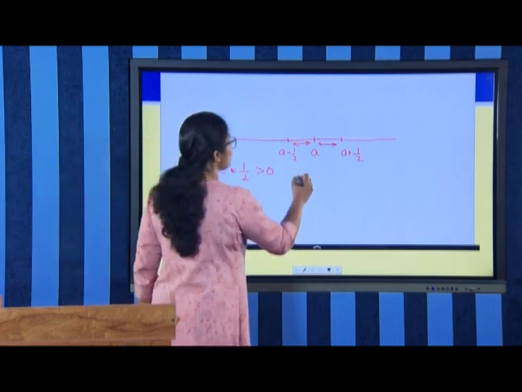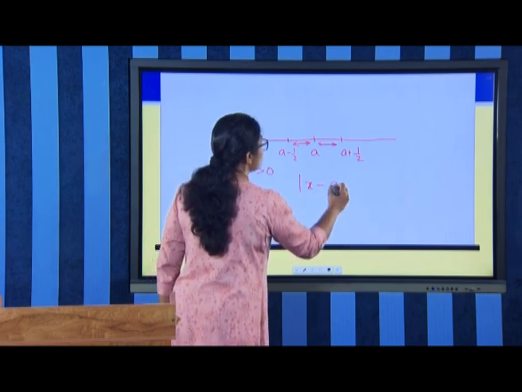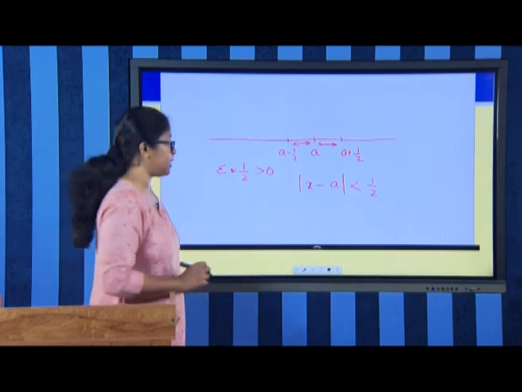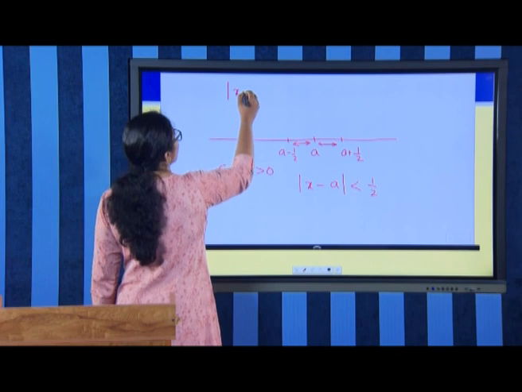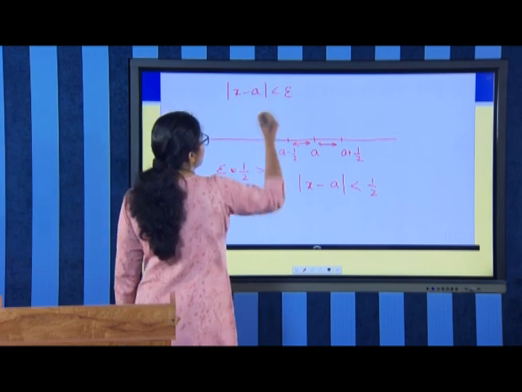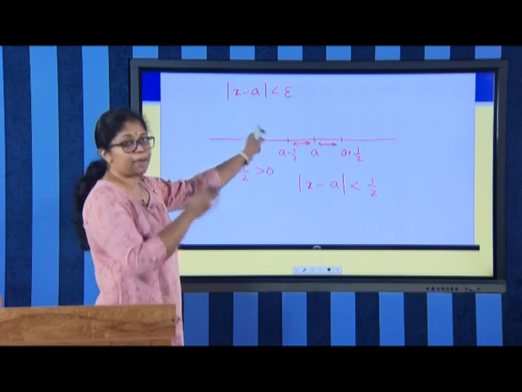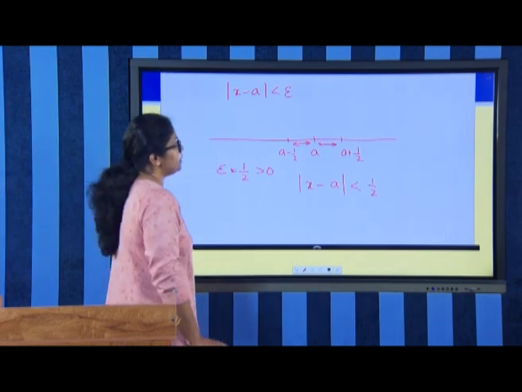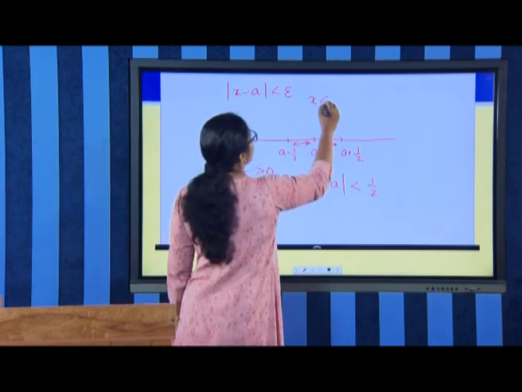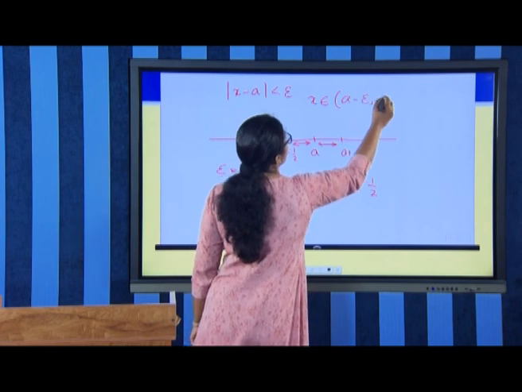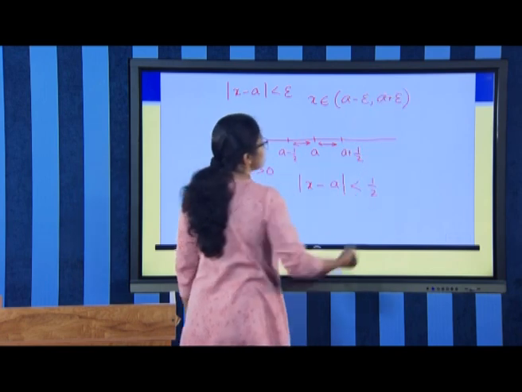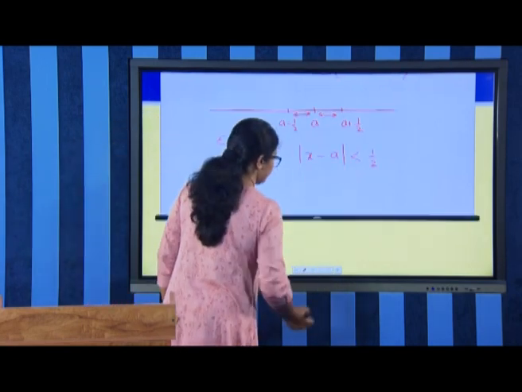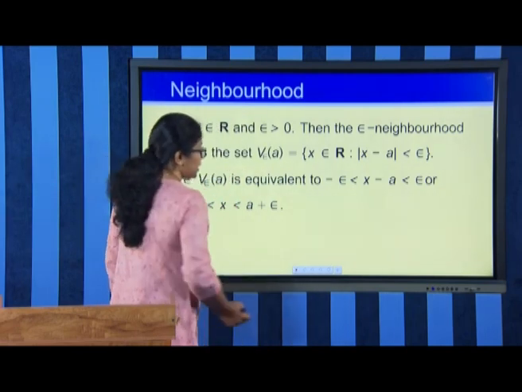That is why we restrict all those x values to be at a distance from A less than this epsilon. So, we write generally modulus of x minus A is less than epsilon, so that the left side becomes A minus epsilon and the right side becomes A plus epsilon. So, x belongs to the open interval A minus epsilon, A plus epsilon. That is what is called the epsilon neighborhood of the point A. So, that is the precise definition.